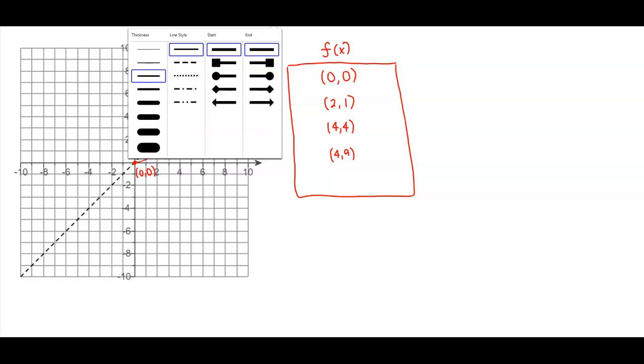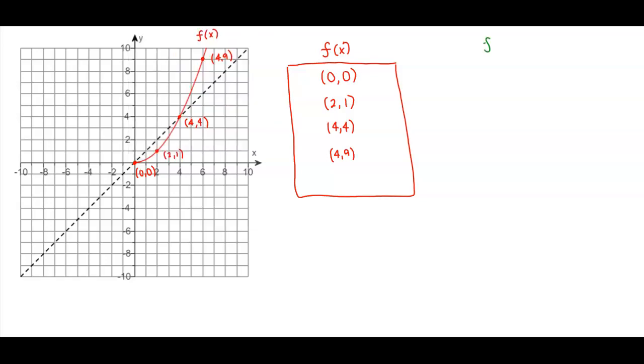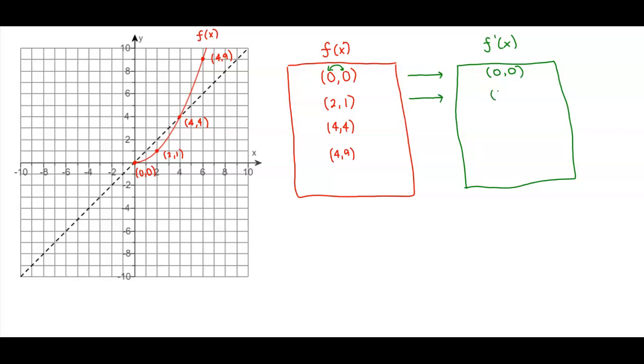Okay, so now we want to find the inverse function. Remember, the inverse function means now we're going to interchange the ordered pairs. So we know it's going to be 0, 0. We know the inverse function is going to be 1, 2. And again, that should be f inverse. And then over here we have 4, 4. And then this one's going to become 9, 4.